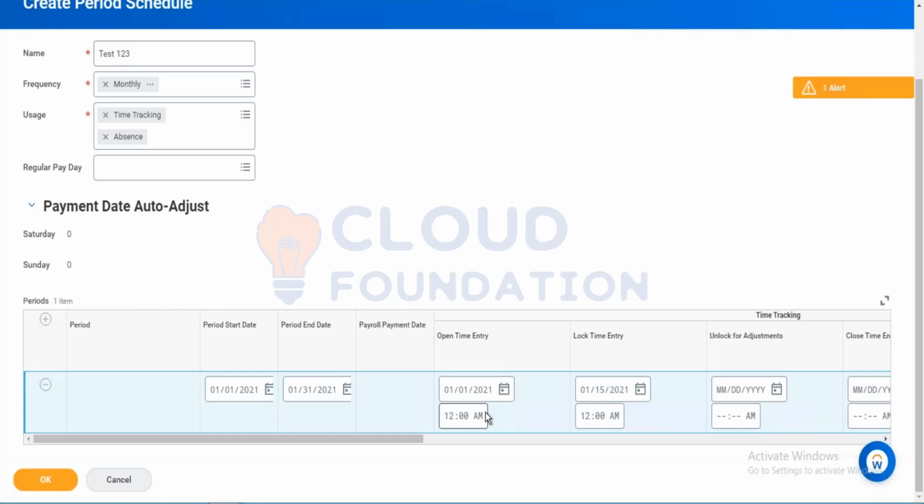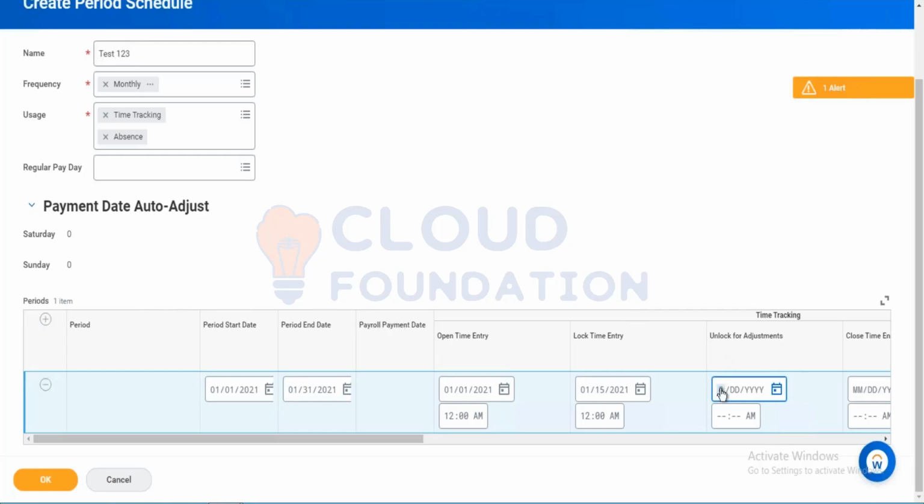You are allowed to modify your time, or enter the time for those areas where you have not entered. This comes under the category of unlock for adjustment. Employees are given the access to enter if they have forgotten, or if they have missed the time card, or if they want to modify their time card for that specific area. Then unlock for adjustment dates are introduced.